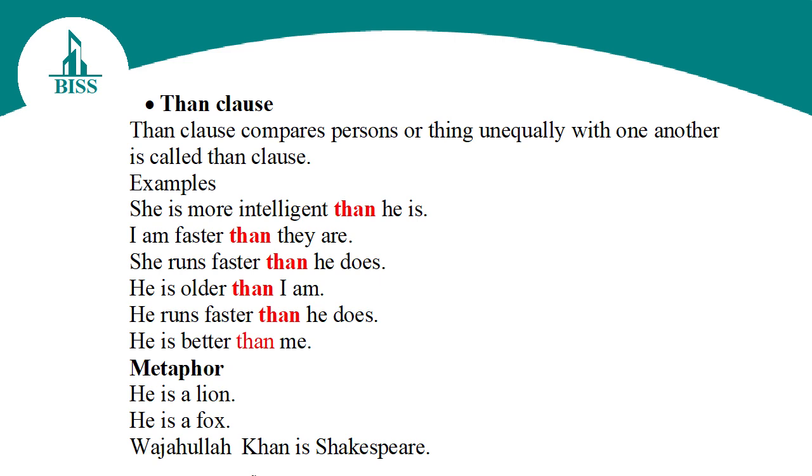It is the second type of adverb clause of comparison. Than clause. A than clause compares persons or things unequally with one another. She is more intelligent than he is. I am faster than they are. She runs faster than he does.